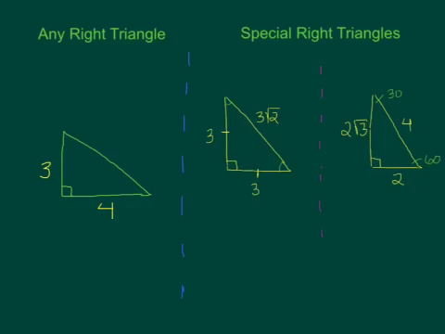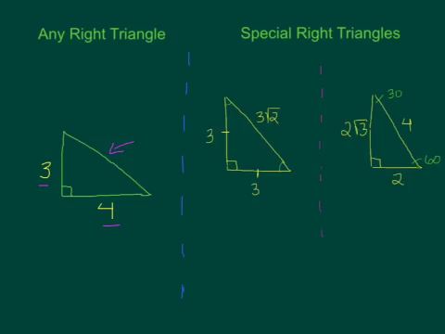So normally, to find the length of all the sides of a right triangle using the Pythagorean theorem, you need to know two sides of the triangle, in this case, two sides to find the third side, the hypotenuse. Now, special right triangles are special in the sense that you only need to know one side of the right triangle to know the other two sides.